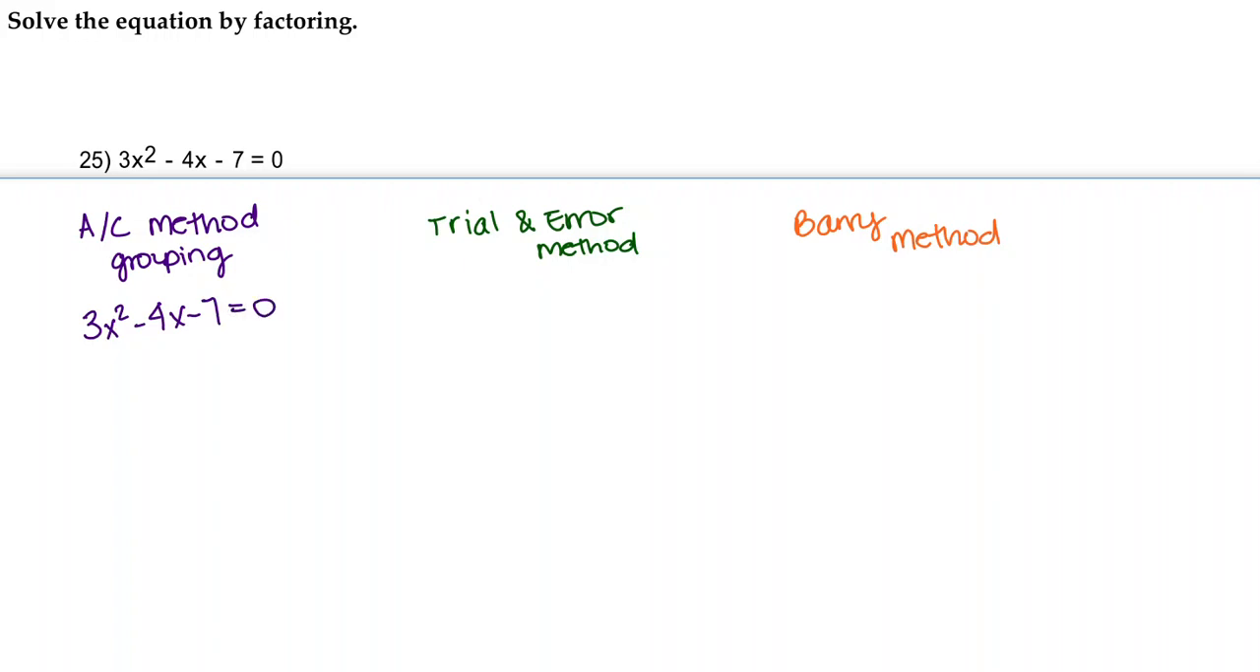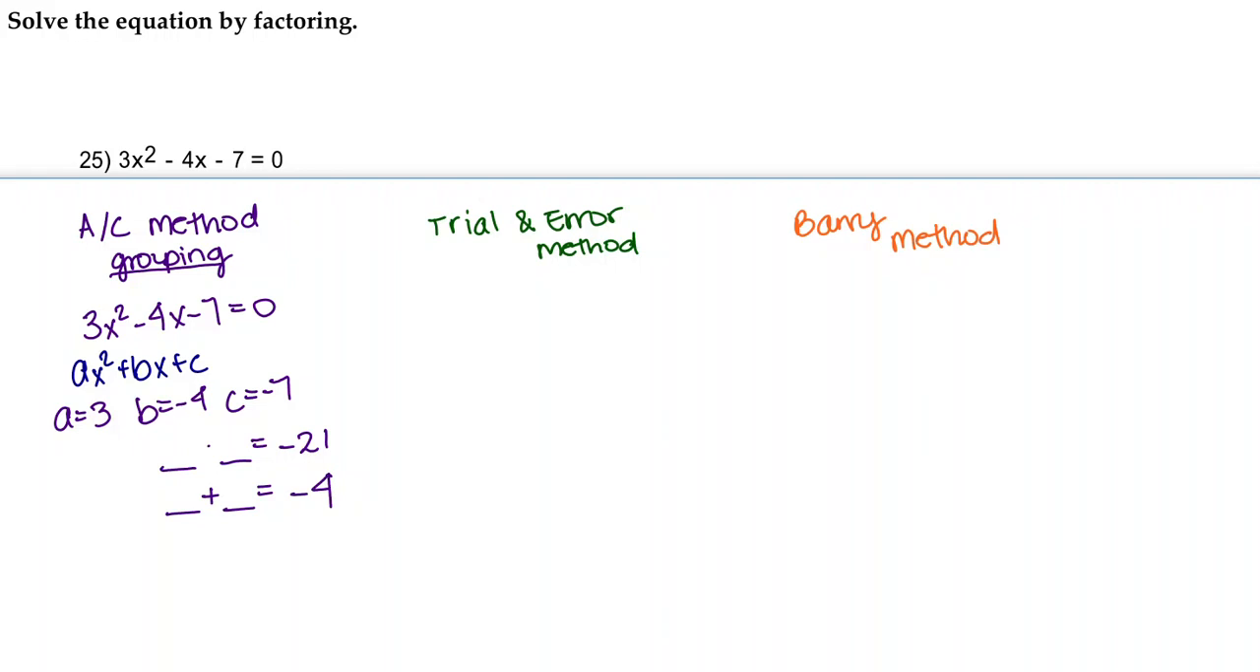Now we have to figure out how to get this 3 term into a 4 term. That way we can use grouping. So in order to do that, we're going to take our A and our C, which by the way comes from the form it's in, which is ax squared plus bx plus c. So in this case, our A is 3, our B is -4, and our C is -7. So our A times our C, which is 3 times -7, is -21. So we're going to look for two factors that multiply to make -21, but that also add to make the B term, which is -4 in this case.